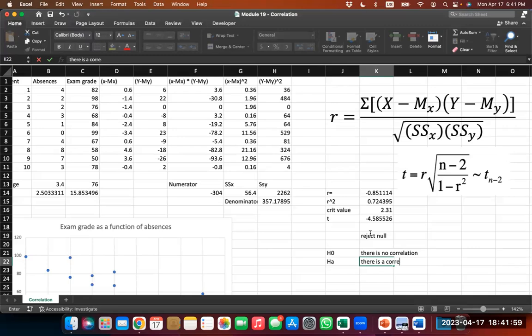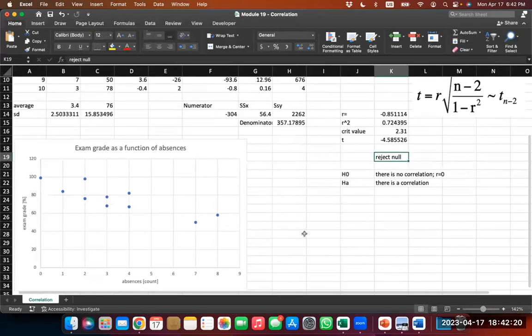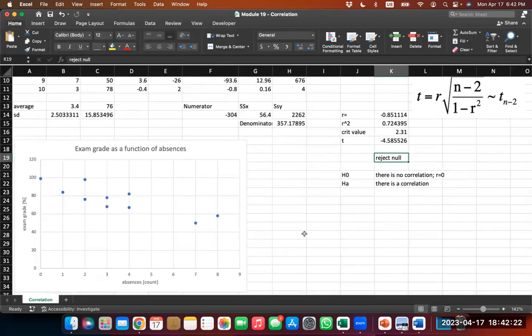So if there's no correlation, we know that R equals 0. So that's our null hypothesis, R equals 0, or alternatively, our line of best fit is a flat line. So we're rejecting the null. We're saying here's a significant correlation found in our data. So we know from that that absences do count, and the exam grade will get worse if students are not coming to class.